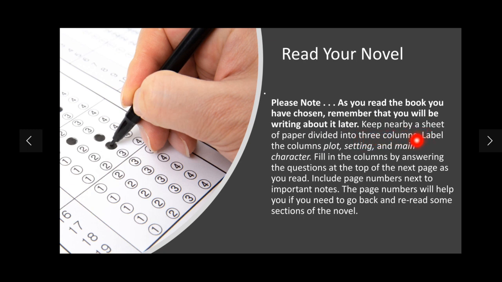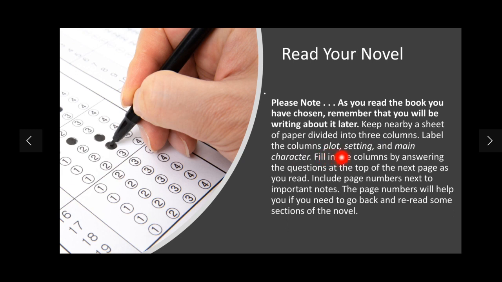Keep nearby a sheet of paper, divided into 3 columns. You have to keep a paper in front of you and make 3 columns on that sheet. Label the columns plot, setting and main characters. When you read a book, what do you have to do? You have to pick a sheet and make 3 columns, and in the first column you have to write plot.